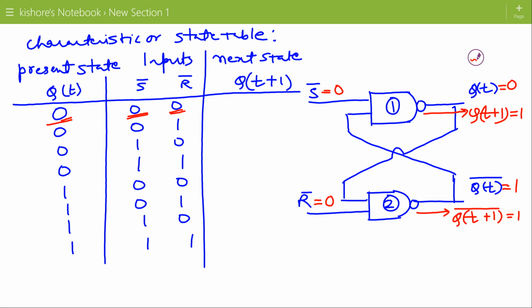And in this circuit, the output of NAND gate should be complement of each other. But in this case, both the NAND gates are giving the same output. So this state is invalid state. Now we will check the next state or next condition.